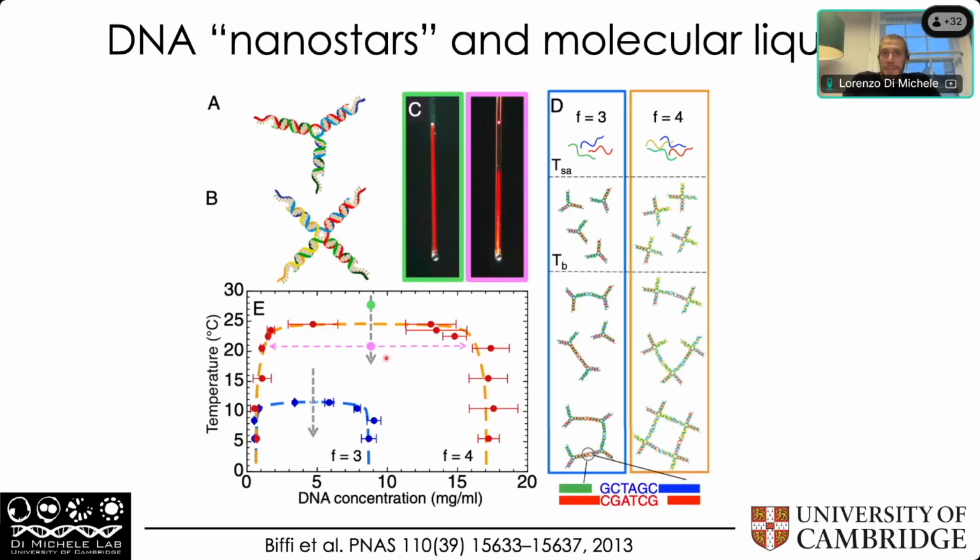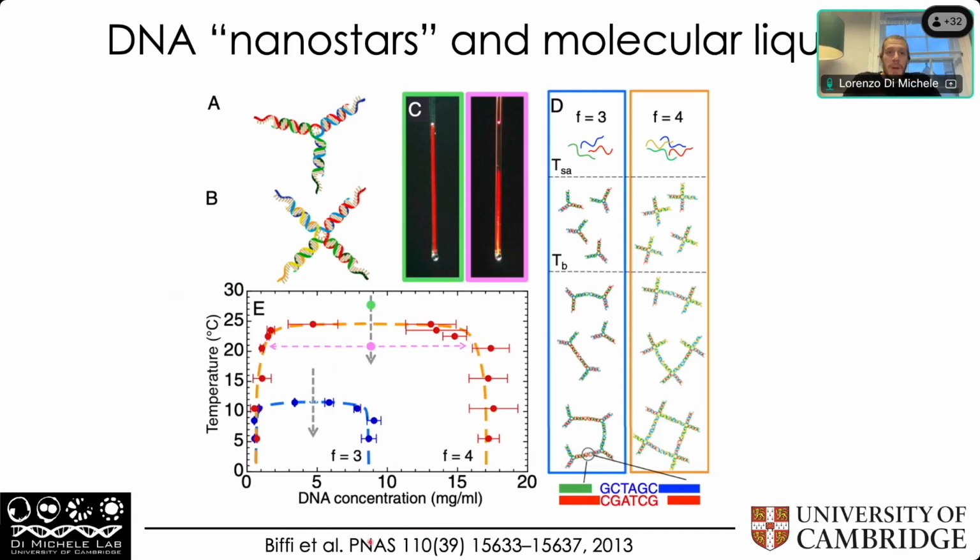And it didn't work because these DNA junctions that now we tend to call nanostars are too flexible. They don't like to form crystals because they're just too floppy. So they have too much entropy to form a crystalline solid. But they do form very interesting molecular liquids. They do form condensates, as we're going to see in a second.